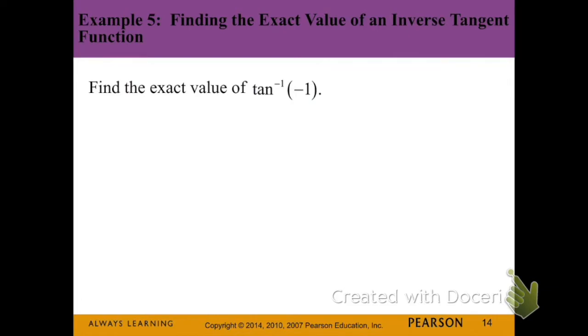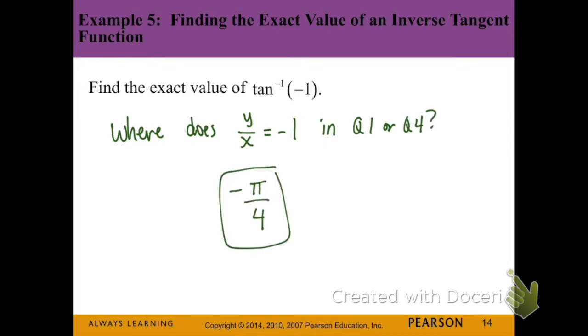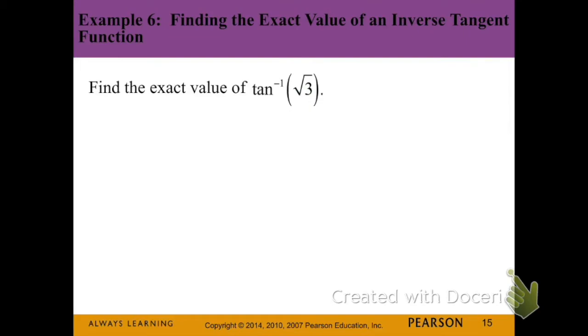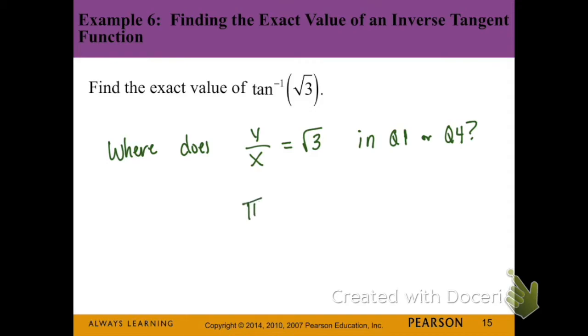Example 5, find tangent inverse of -1. So we're looking for where y divided by x is equal to -1, either in quadrant 1 or 4. And that happens at -pi/4 because my x and y values are the same, just a different sign. Example 6, find tangent inverse of √3. So we need to find where y divided by x equals √3 in quadrants 1 or 4. That happens at pi/3 because if we take √3/2 divided by 1/2, we're going to end up with √3.